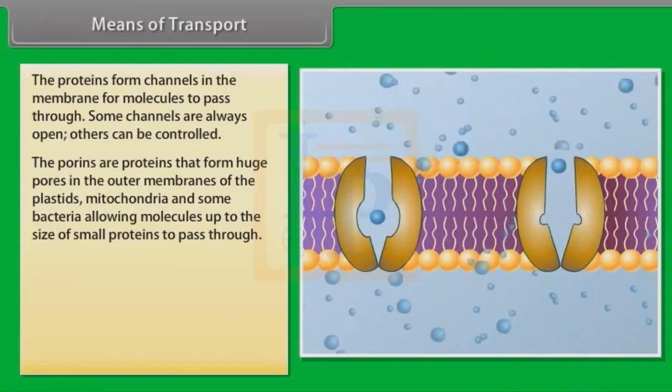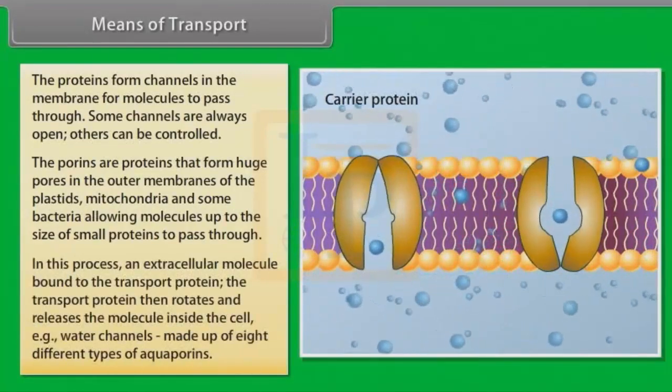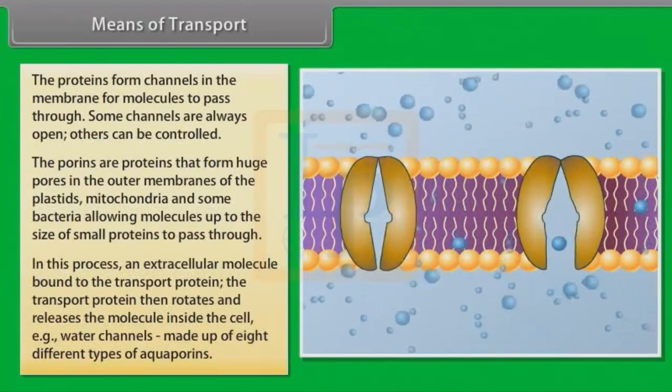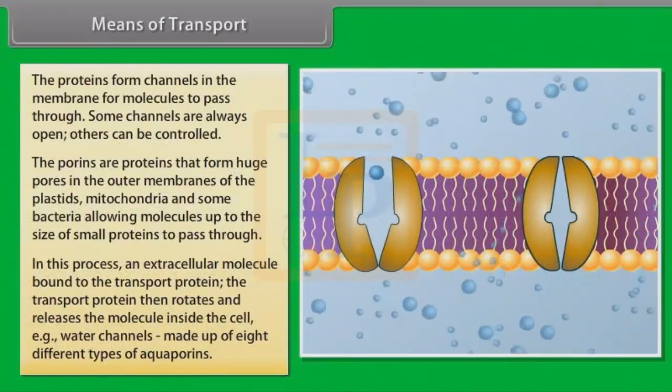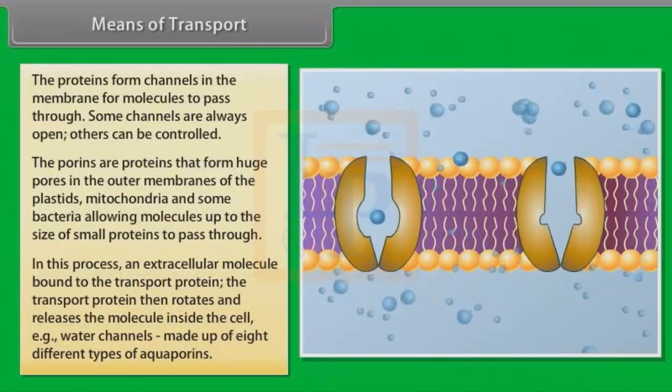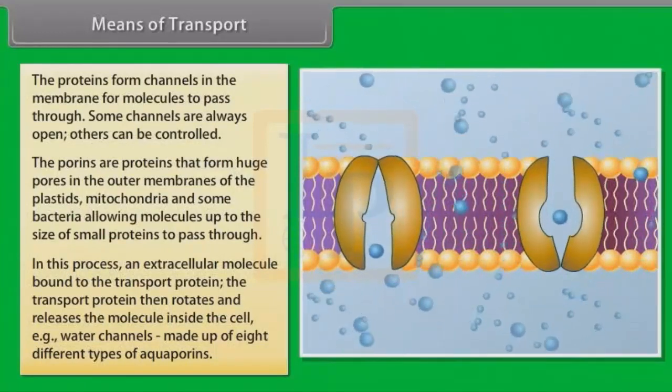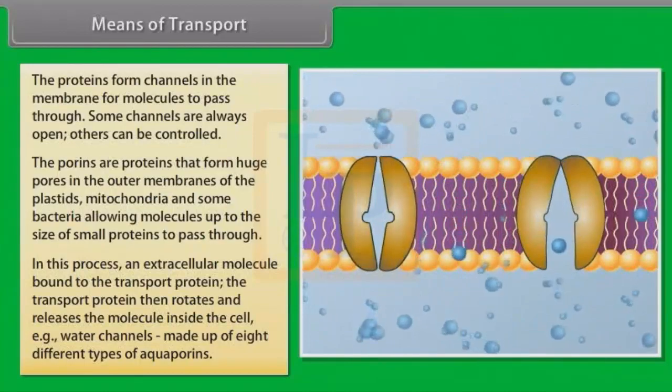In this process, an extracellular molecule binds to the transport protein. The transport protein then rotates and releases the molecule inside the cell. For example, water channels are made up of 8 different types of aquaporins.